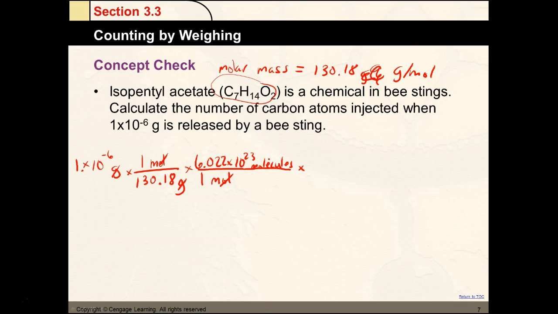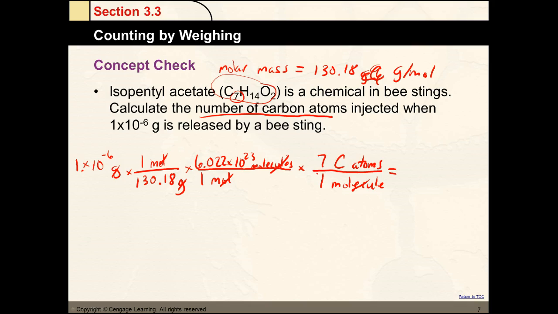However, this problem wants us to know the number of carbon atoms, right? In each one of these molecules, we have 7 carbon atoms. So that means we need to add 1 more step onto this problem. And we need to put our molecules down on the bottom. So in every 1 molecule, for each molecule that we have, 7 carbon atoms. All right, and now our molecules cancels out, and we are left with carbon atoms as our final step, which is where we want to be.